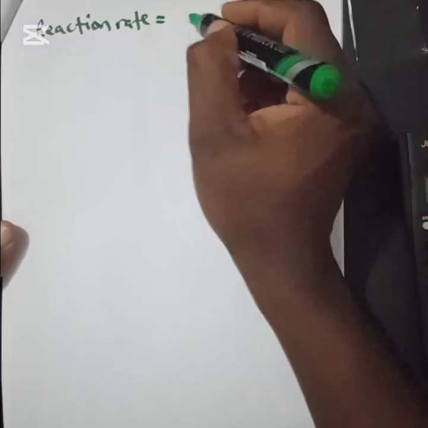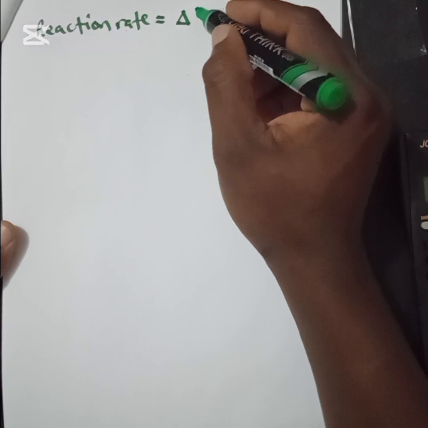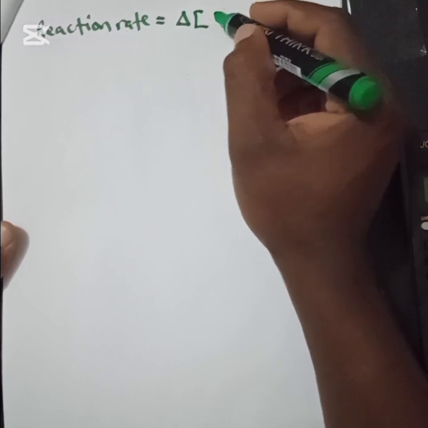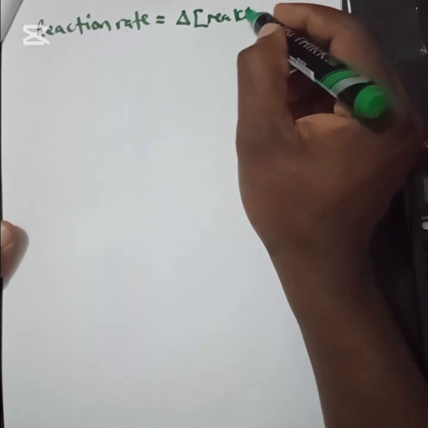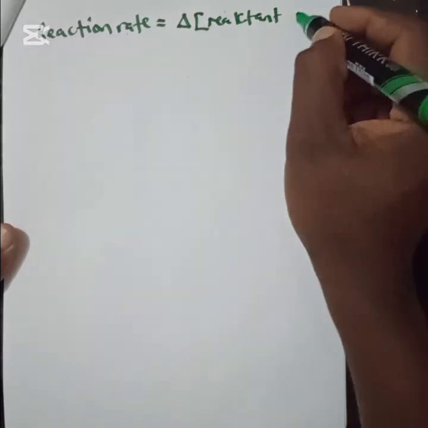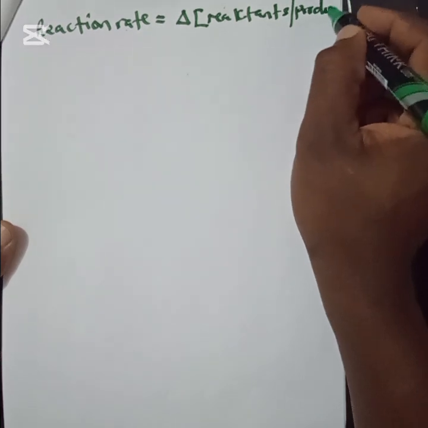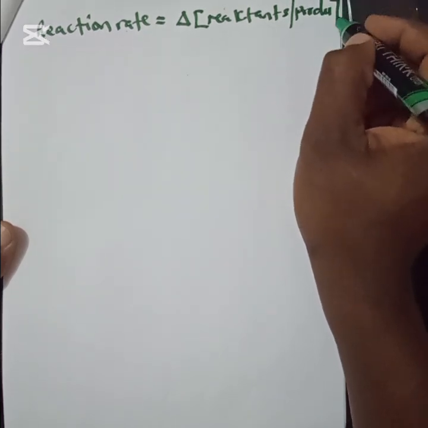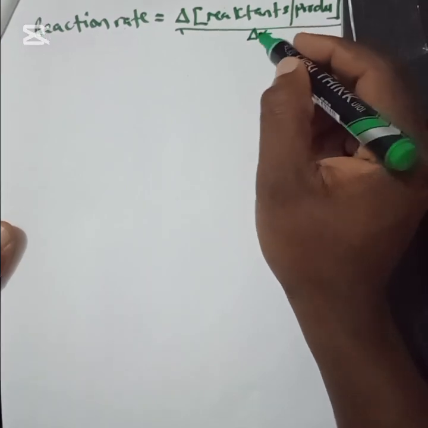Reaction rate equals delta, meaning change in square bracket, means concentration of reactants or products, divided by delta T.